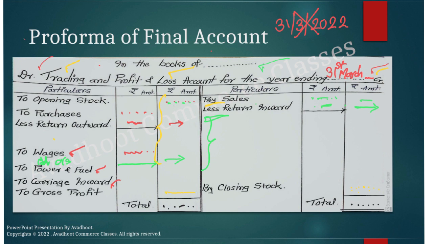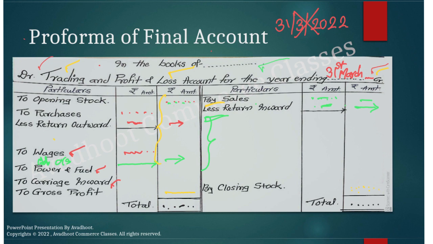Gross profit is what? The excess of credit over debit of the trading account is gross profit. With sales, the credit side is more and the debit side is less, so there is a gross profit. In case of the opposite, it may be a gross loss, but generally gross profit is there. This is about the trading account. Is it okay? I think you followed this part.